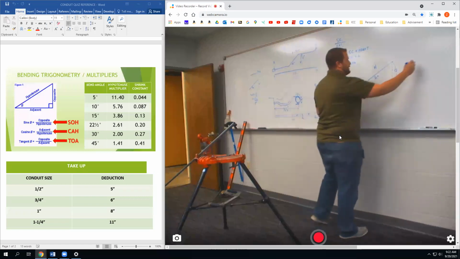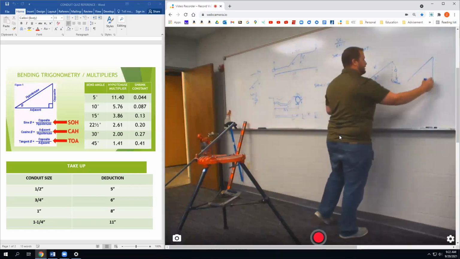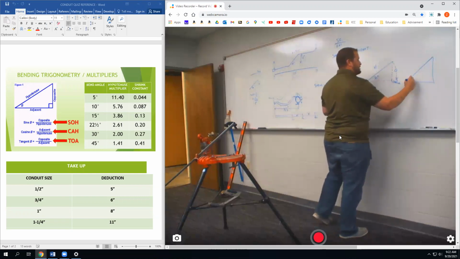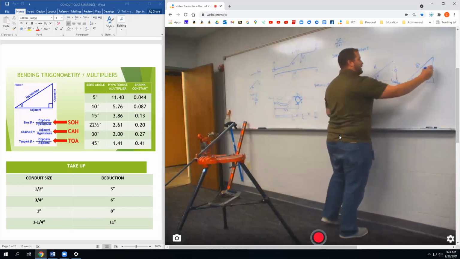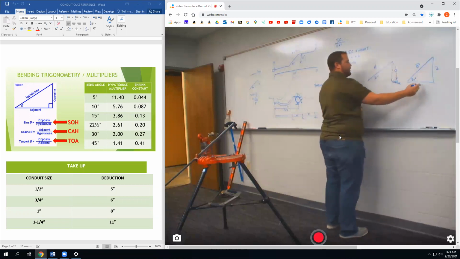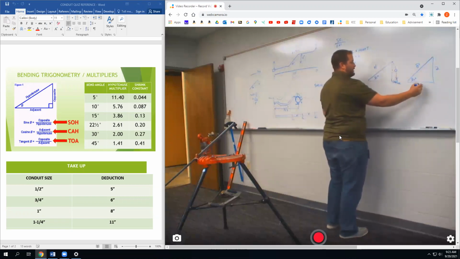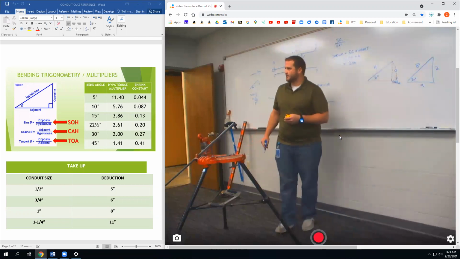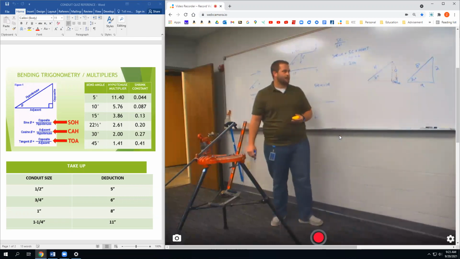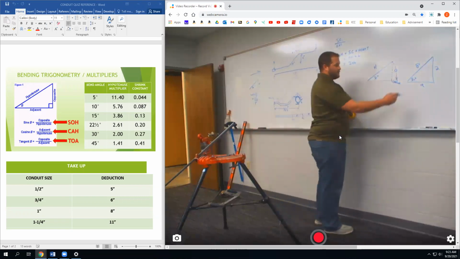This triangle. This is 30. We figured out that this is 8 and this is 2. So what does that make this adjacent down here? Couple different ways you can do it, but since we're doing trig in this class, let's figure it out that way. So figure out what A is, adjacent.